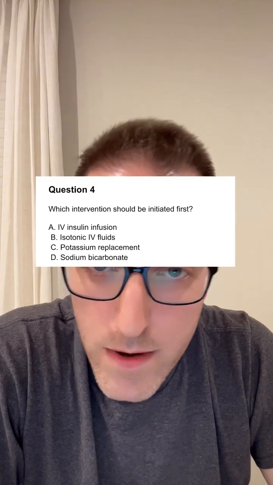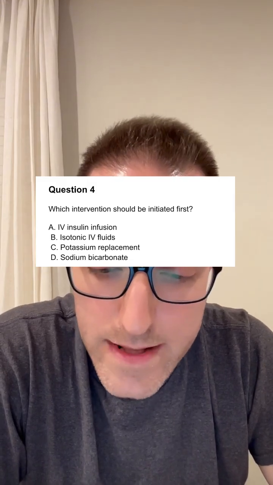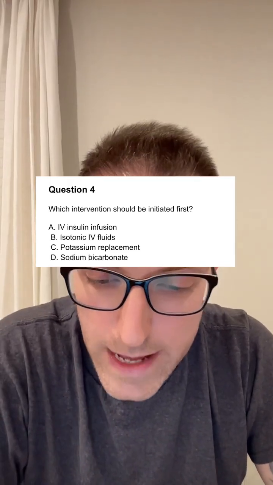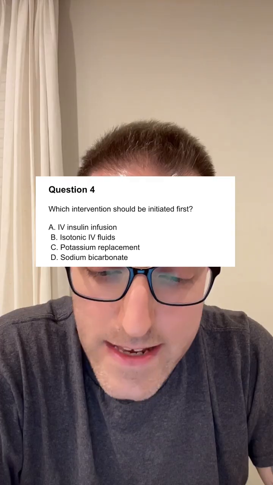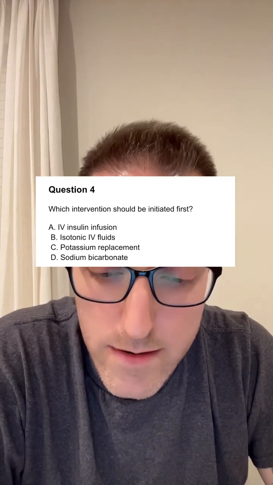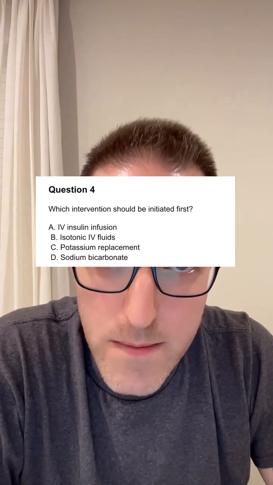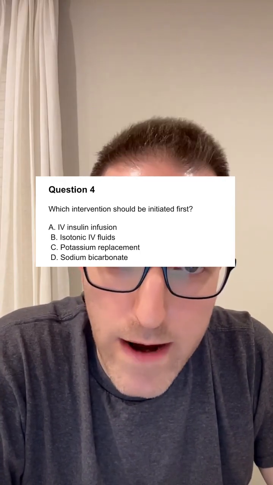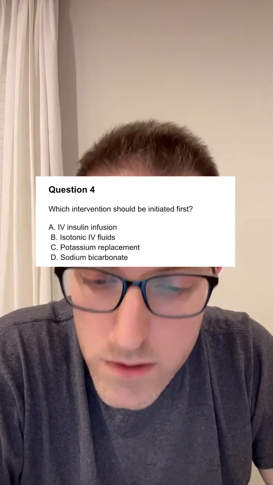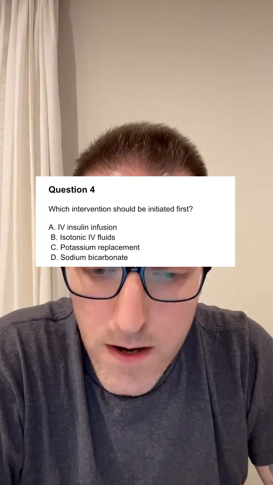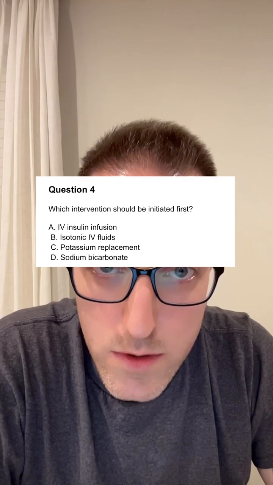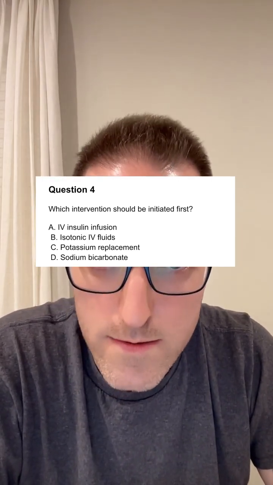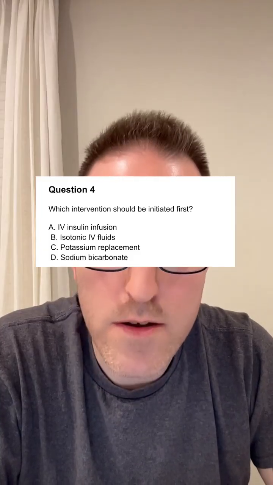I see a few of you put A. If you give insulin without fluids, things are going to fall apart. The patient will collapse. C, potassium is high initially, we expect that, and it will come down. And D is reserved for severe refractory acidosis. So fluids before insulin always. Just tattoo it on your soul. Fluids before insulin always. That is why B.